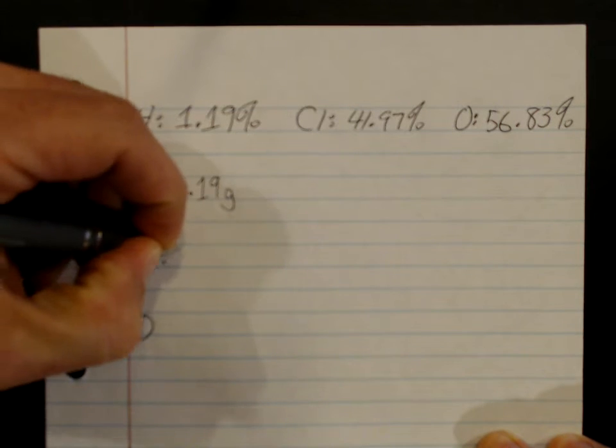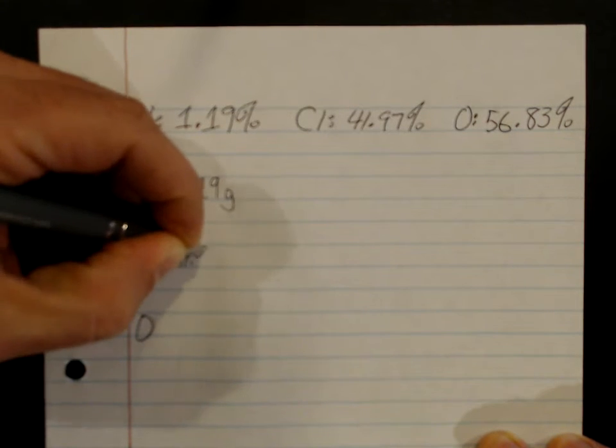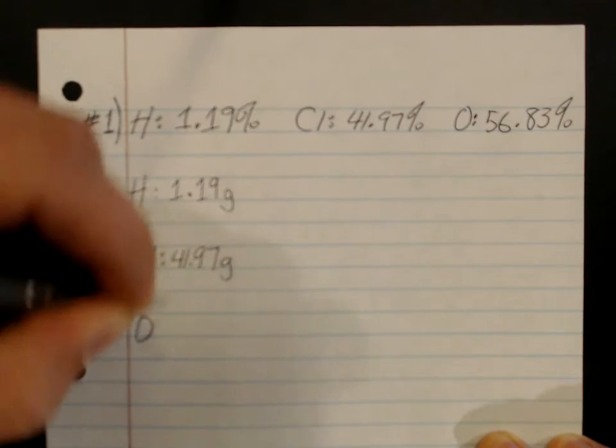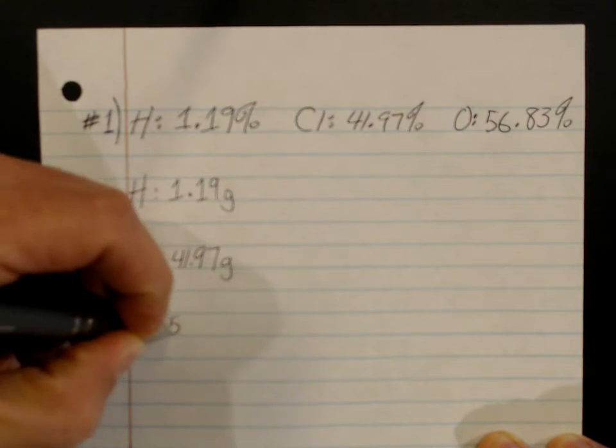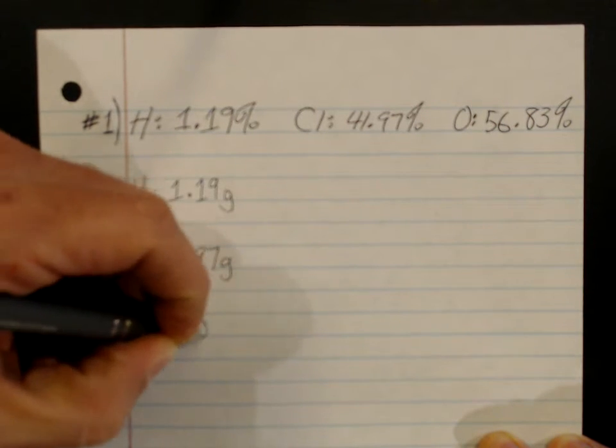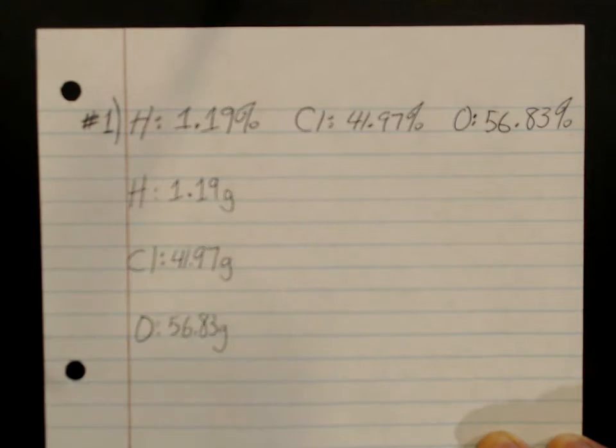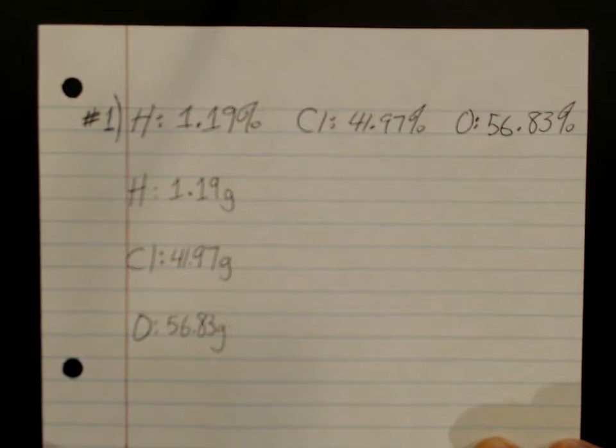Sounds like cheating. I guess it kind of is, but not really. You are allowed to do this, and you should do this. And some other time, I'll explain why it works, but not right now. There you go. That's all you got to do for that first step. Pretend that we're looking at masses of each of these elements rather than percents.